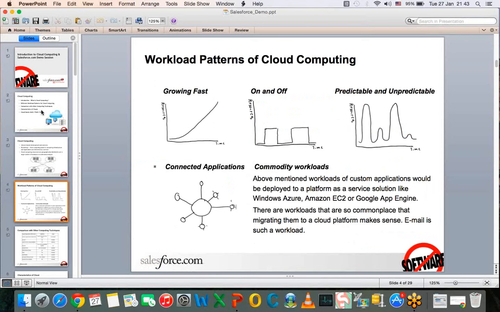Basically we have five different workload patterns: growing fast, on and off, predictable, unpredictable, and connected applications. All right, we're going to go one by one. When you say growing fast, it is a kind of pattern wherein it starts with very low resources, and as time goes on, they increase their resources. This is a pattern we have seen in real time, say Facebook.